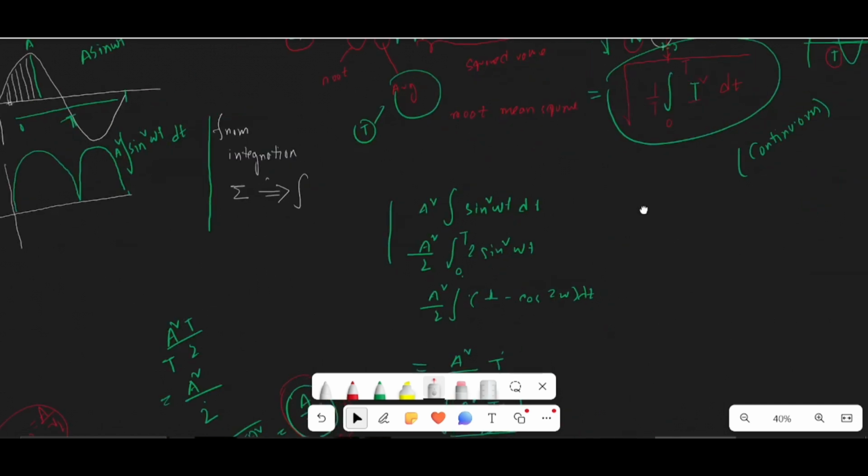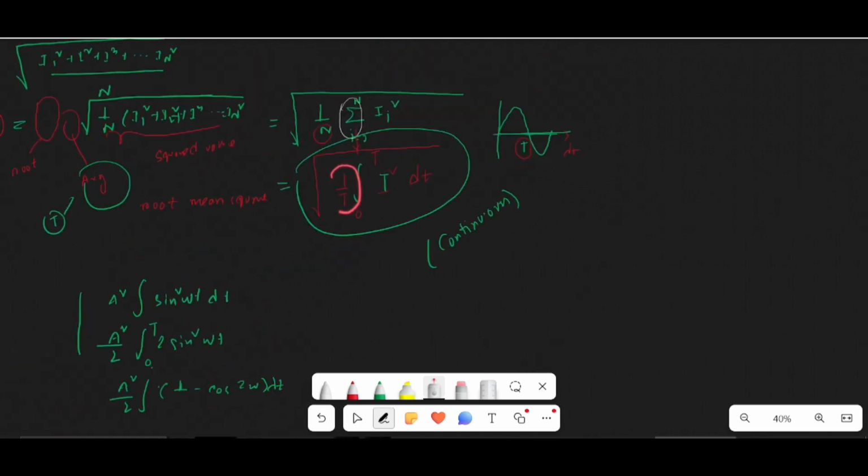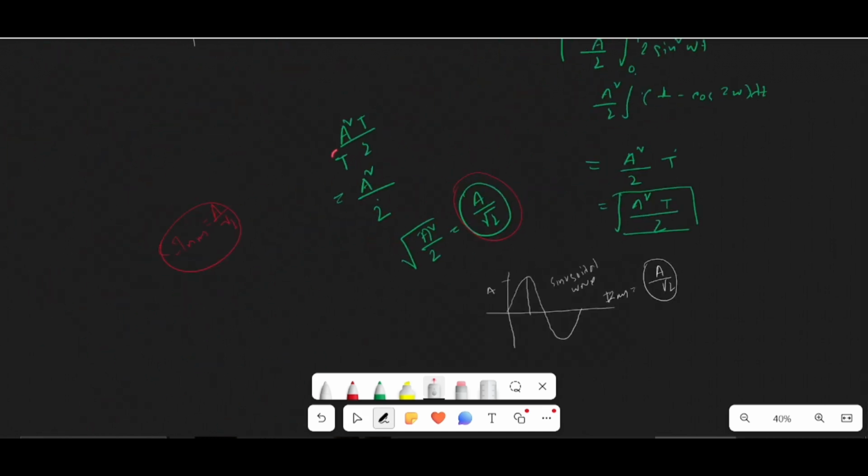How do we integrate this curve? It's a pretty easy integration. We can do it easily as we have already done math courses. So A squared divided by 2 times sine omega t. After integrating, we get A squared divided by 2 into T. This is the integration of I squared. To get the RMS value, we need to divide it by T. So if you divide by T, it will be A squared divided by 2. Then to get the RMS, we need to take the root. If you take the root, the value will be A divided by root 2.